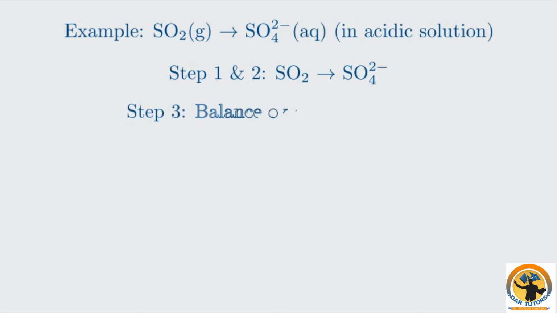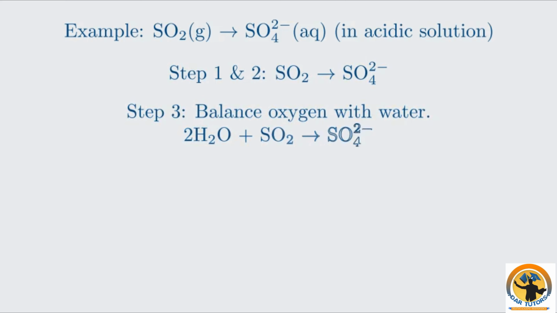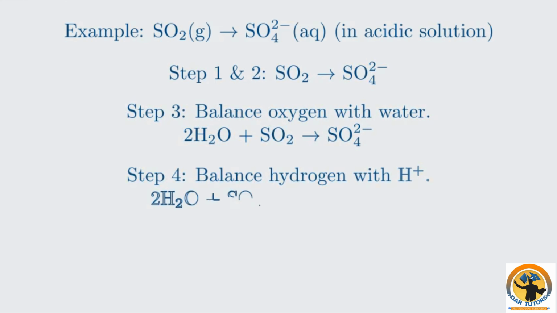Step 3. We have 2 oxygens on the left and 4 on the right. We add 2 water molecules to the left. Step 4. The 2 water molecules added 4 hydrogens. We balance these with 4 H+ ions on the right.